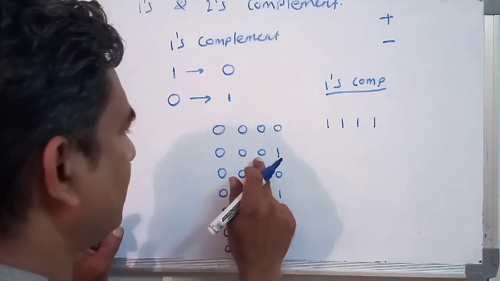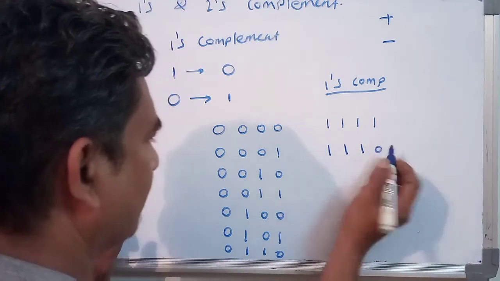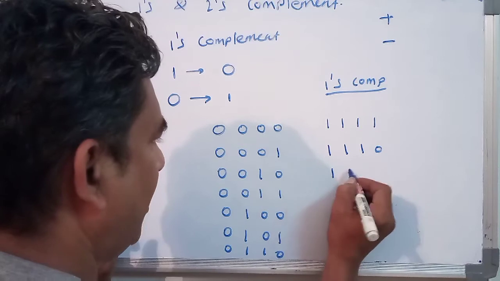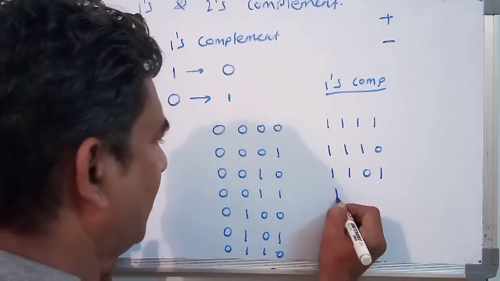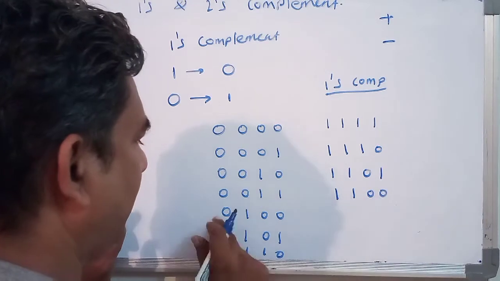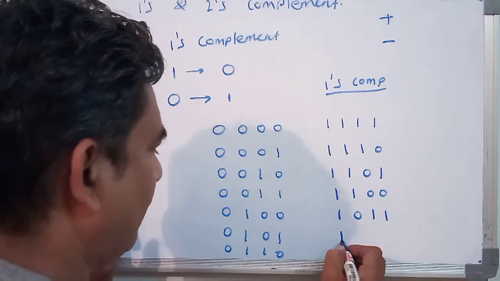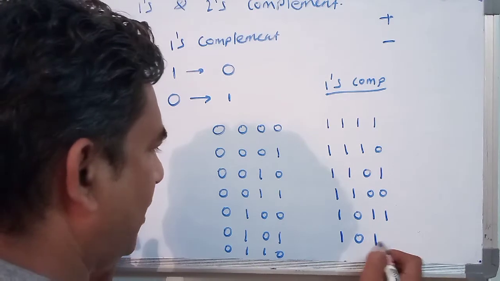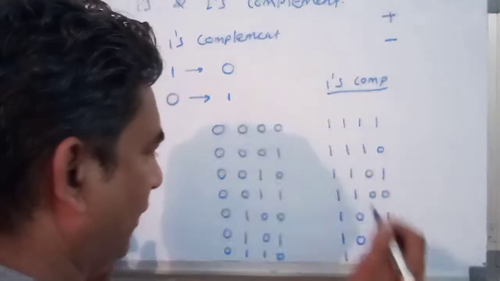This 0, 0, 0, 1 becomes 1, 1, 1, 0. Then here 1, 1, 0, 1. Here 1, 1, 0, 0. Here 1, 0, 1, 1. Here 1, 0, 1, 0. Here 1, 0, 0, 1.